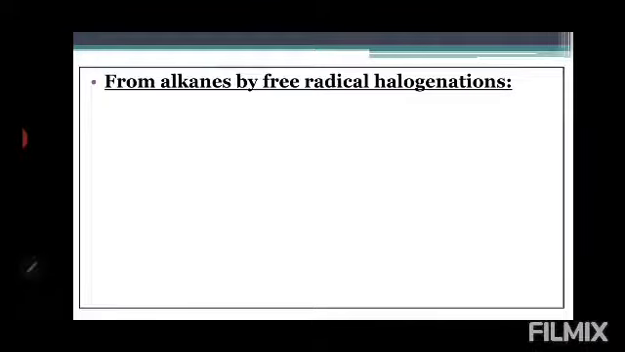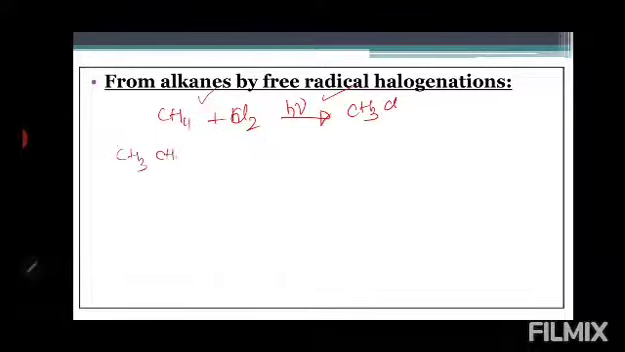Now next, preparation can also be done from alkanes by free radical halogenation. You have done this as a substitution reaction in your junior class 10. Whenever methane is treated with chlorine in presence of sunlight, you'll get substituted products, not only a single one but a mixture of products. This is a free radical chain reaction, so you'll get a mixture of products, but the main change is that hydrogen will get replaced by halogen. Again, suppose we have methane, or ethane.